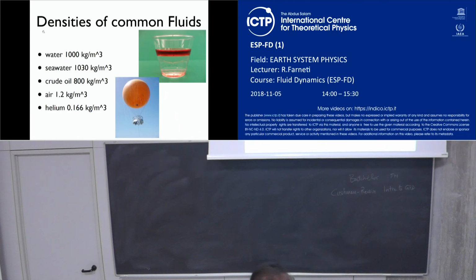Density of common fluids: water is 1,000 kilograms per cubic meter. Seawater is denser because we have salts. We'll talk about that a lot in the ocean dynamics course. Crude oil is less dense than seawater, that's why it floats on top of water. Air is much lighter than water, of course.